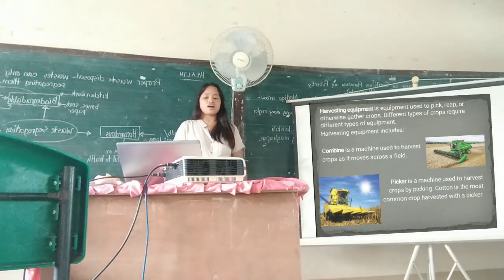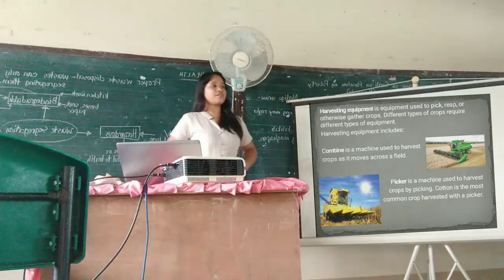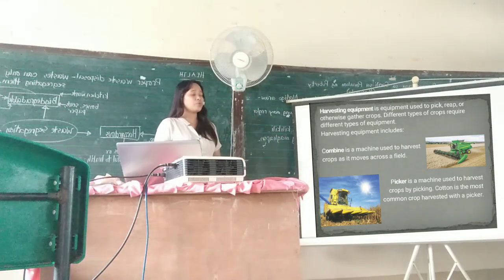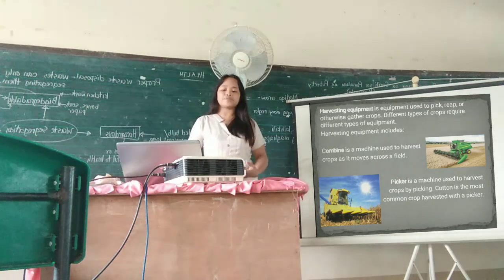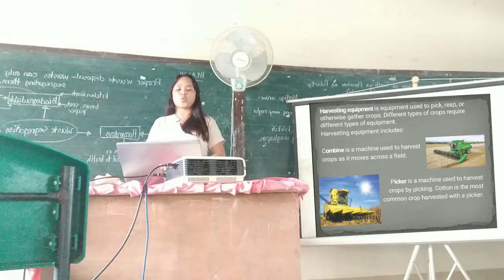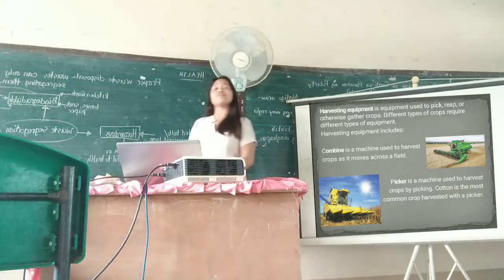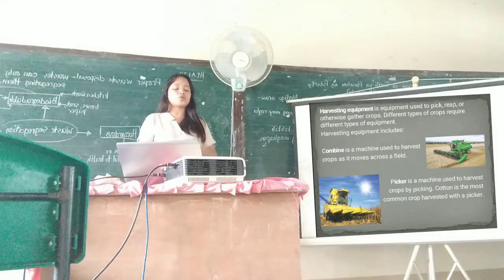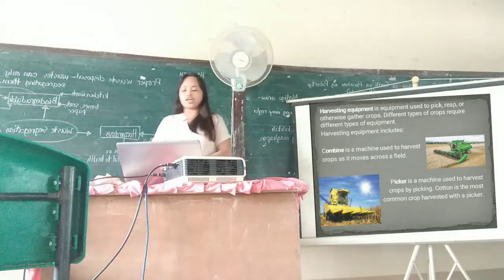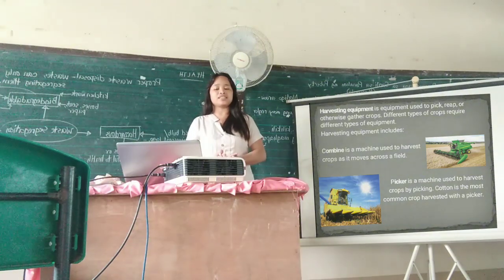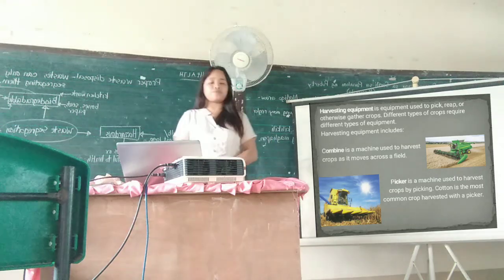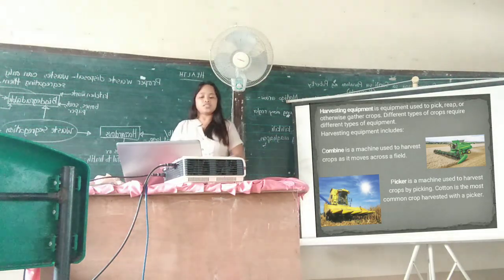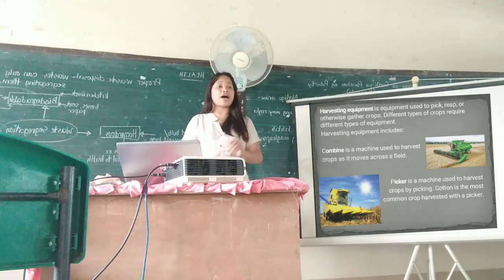So last equipment is the harvesting equipment. It is equipment used to pick, reap, or otherwise gather crops. Different types of crops require different types of equipment. So harvesting equipment includes the combine, picker, baler, and also the mower. So combine is a machine used to harvest crops as it moves across a field.